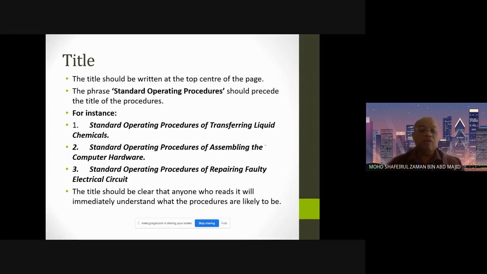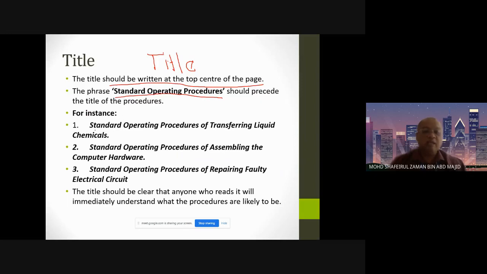So the title should be written at the top center of the page. Where is it? So it's going to be over here. So this is going to be your title. Okay, so top center of the page. The phrase standard operating procedures should precede the title of the procedures.